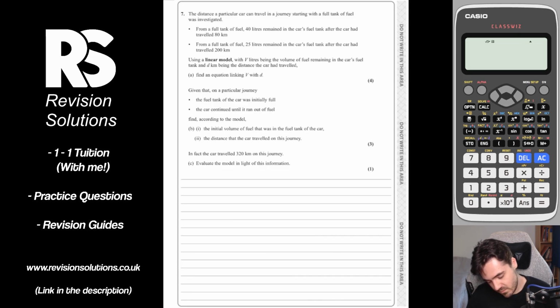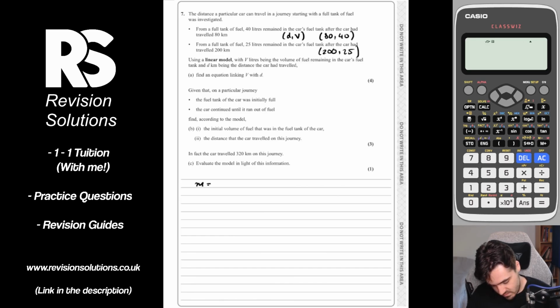So basically these are 2 points here. We have the distance and the volume left. So for the first bullet point, the distance is 80 kilometres travelled with 40 litres left. And in this one, it's 200 kilometres travelled with 25 litres left. And a linear model is just a straight line equation. So we can find the gradient of the straight line by using our points.